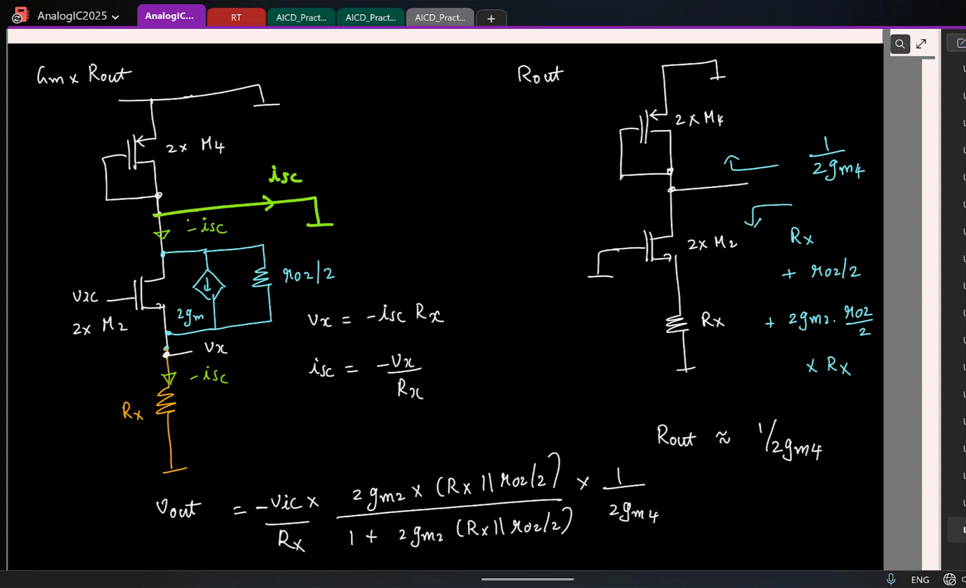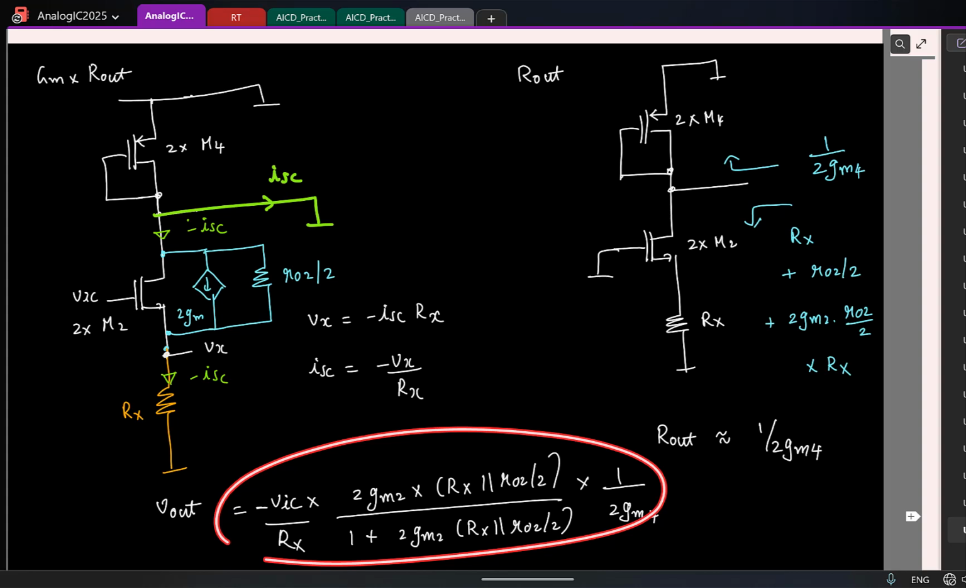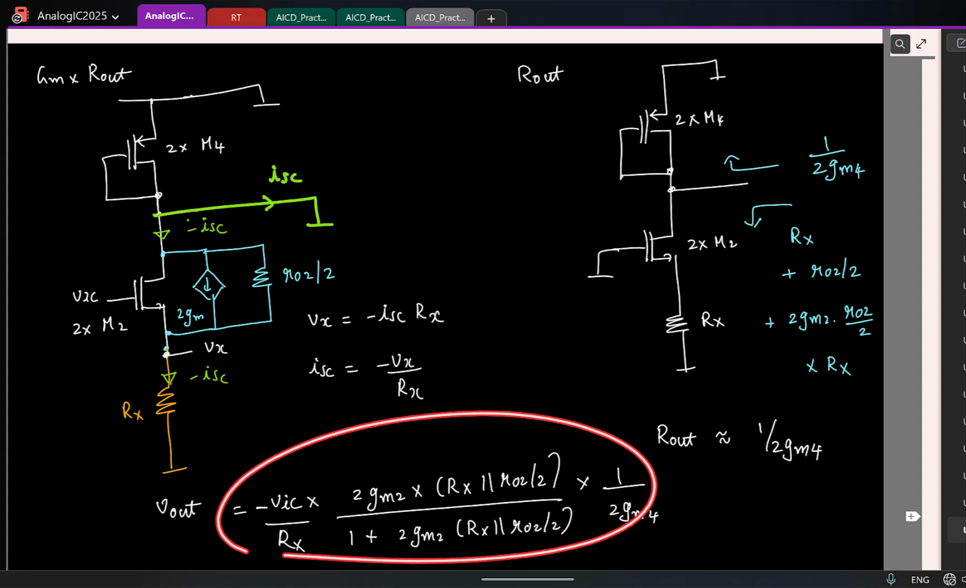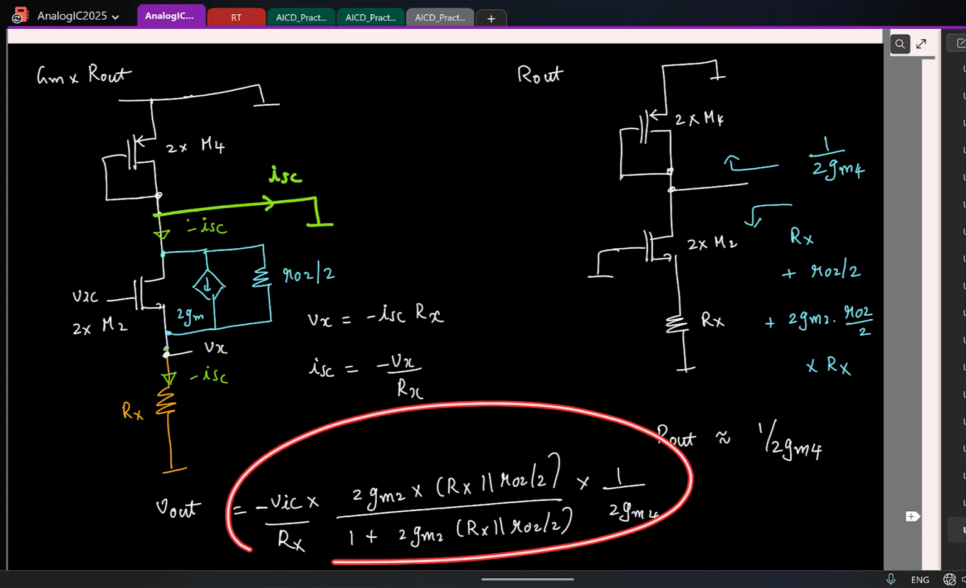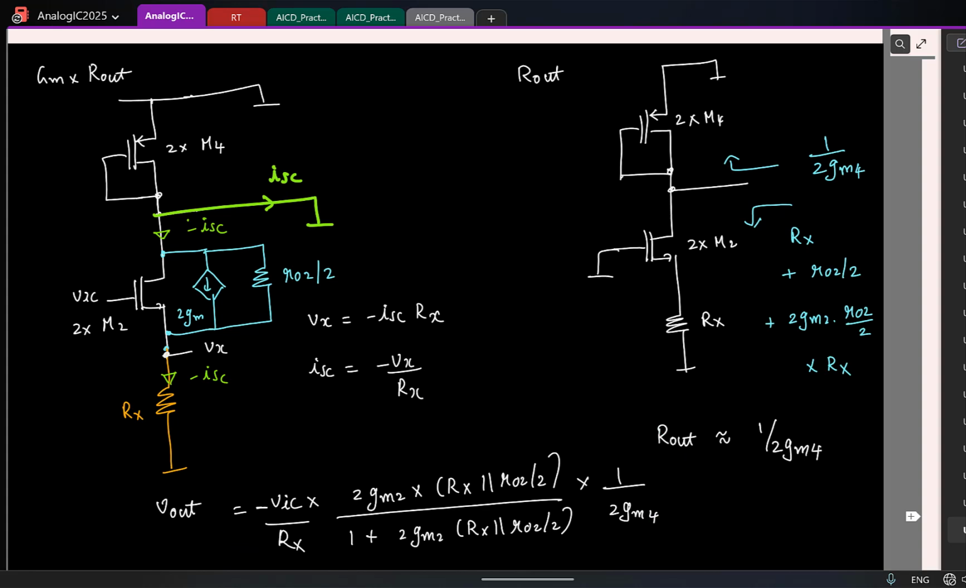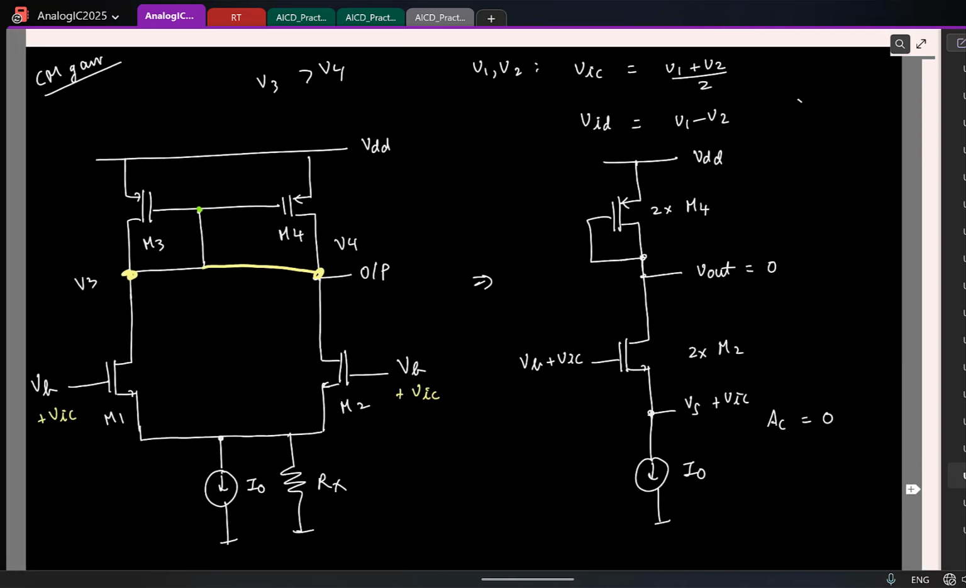Okay, so now I have gotten this big expression. Let's see if it makes sense, or if this is correct, right? So is there some quick check I can do to see if my expression is correct? Yeah, we already know if Rx was infinity, what is Vout? 0. That is something we already found out, right? If Rx was infinity, Vout was 0. So that we can quickly check.